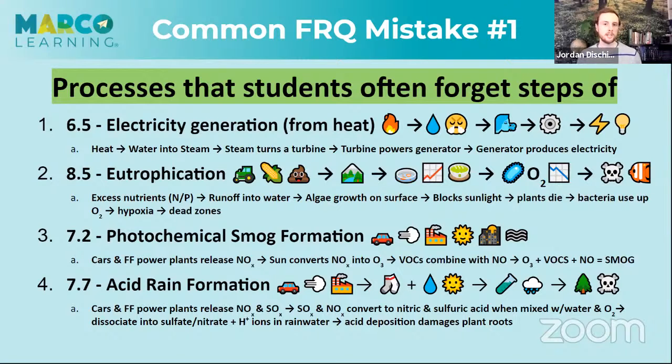Eutrophication is a big topic. You need to be able to understand that eutrophication is excess nutrients, specifically nitrates, phosphates, or other forms of nitrogen. And it runs off into a water source. So it could be from a farm, from synthetic fertilizer, or a wastewater treatment plant. But the bottom line is it gets into a water source, and that causes an algae bloom on the surface. Algae blocks the sunlight. Now the plants beneath the surface die, and bacteria break them down and use up the oxygen. So we have oxygen crashing, and now we have what's called hypoxia, hypo for low, ox for oxygen, and we have dead zones.